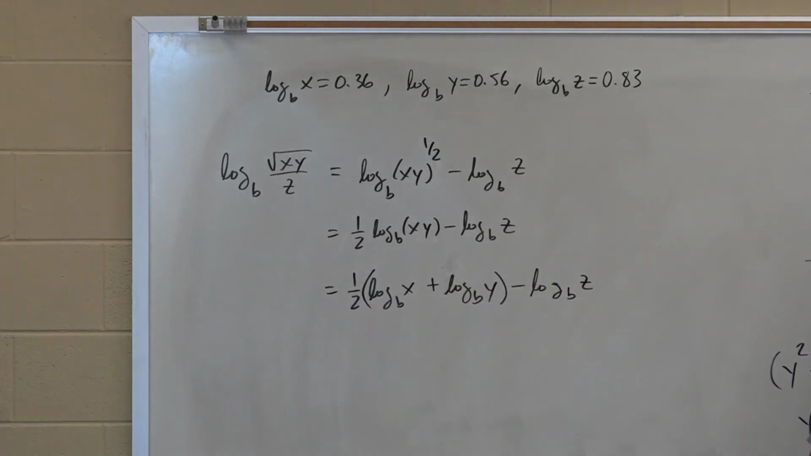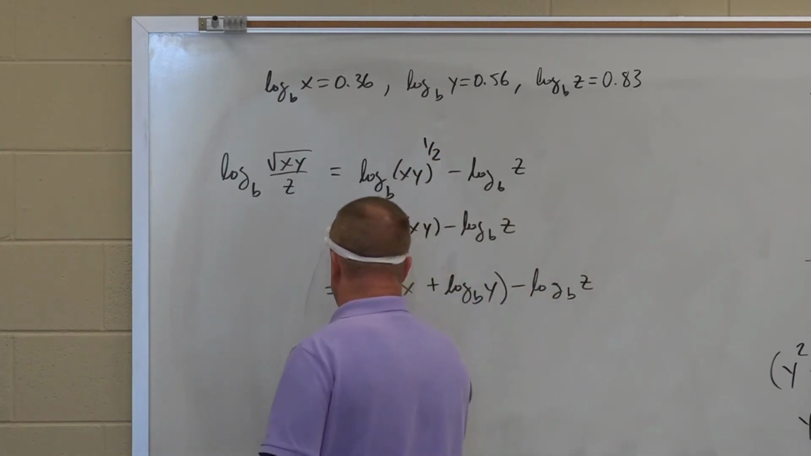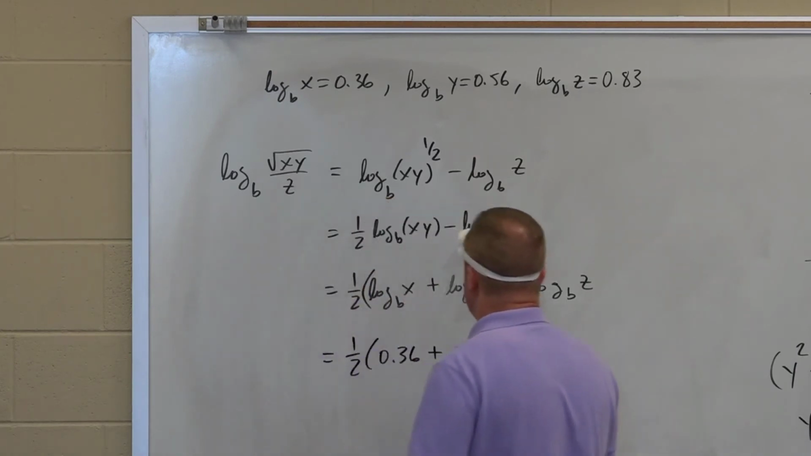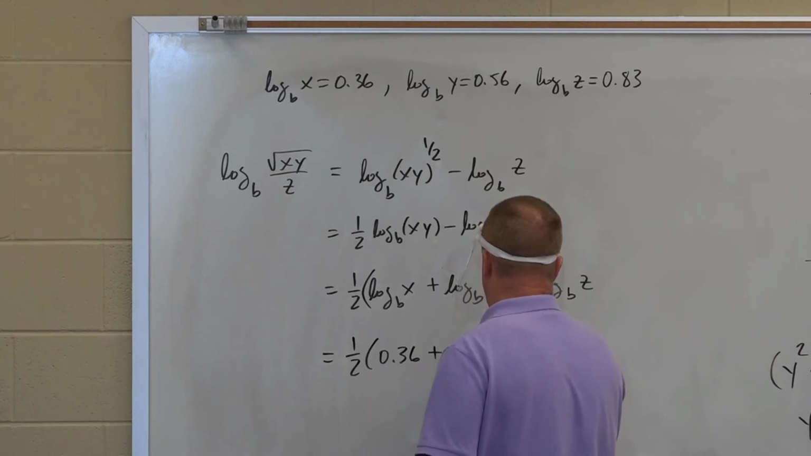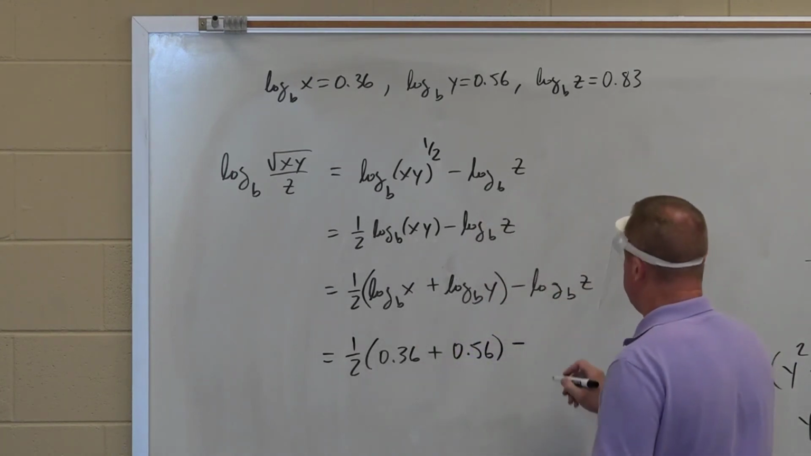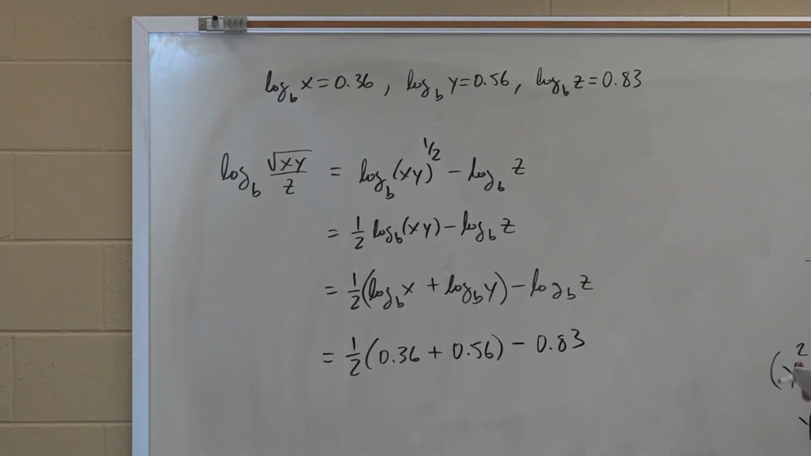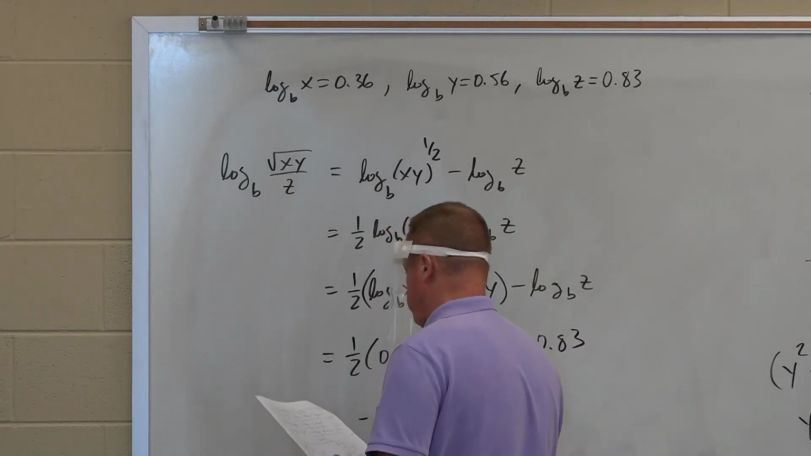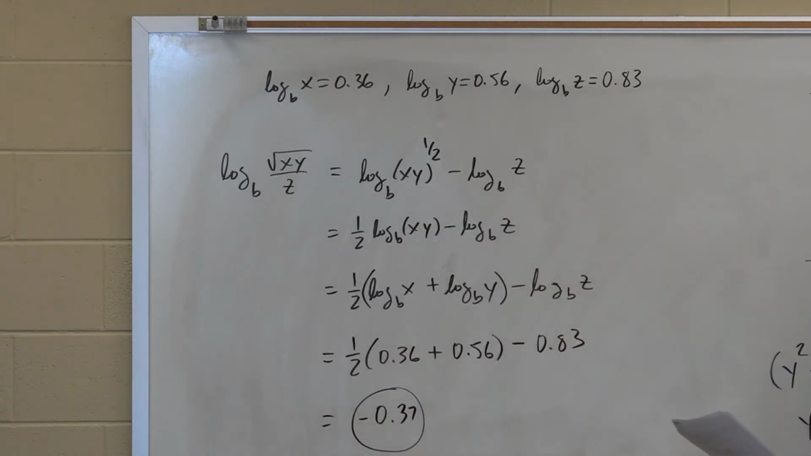Okay, so I've broken it apart. Now I can just say, well, log base b of x is 0.36. Log base b of y is 0.56. Log base b of z is 0.83. Okay, and then just add those up, and I get negative 0.37. Okay, any questions about that?